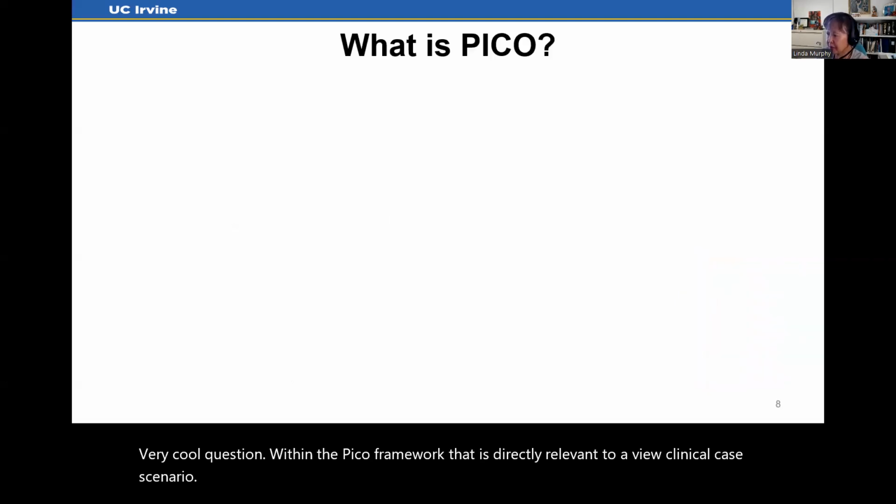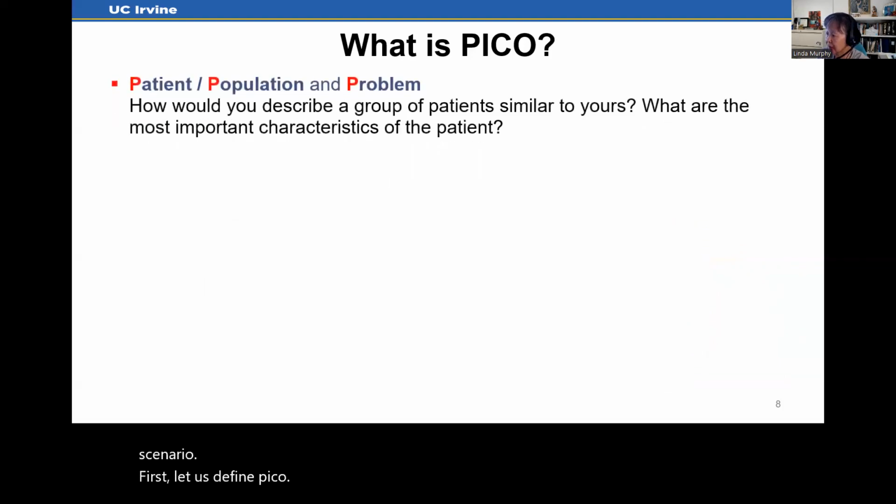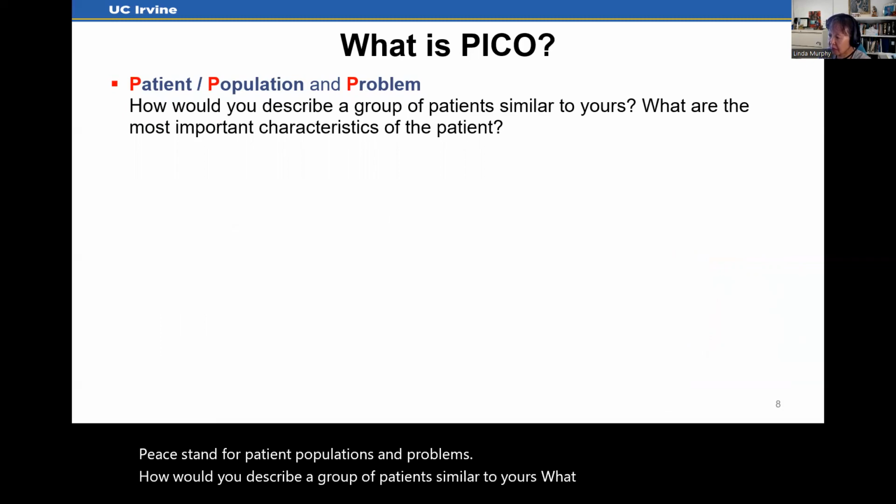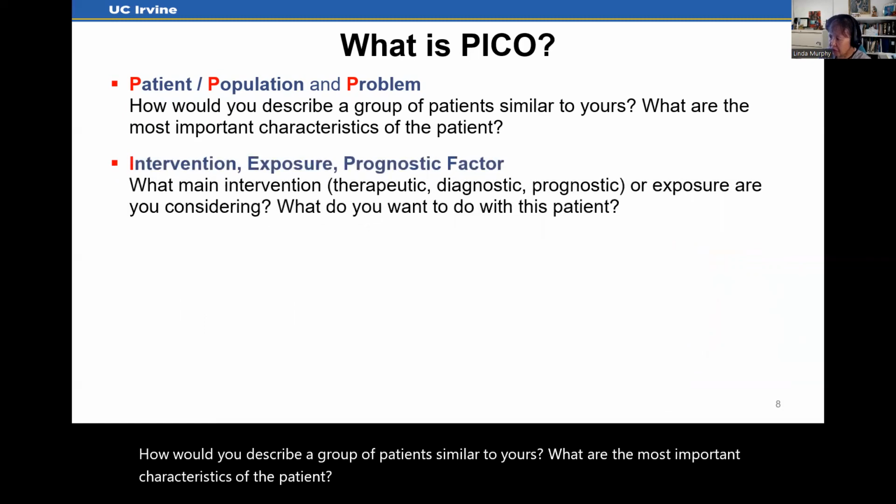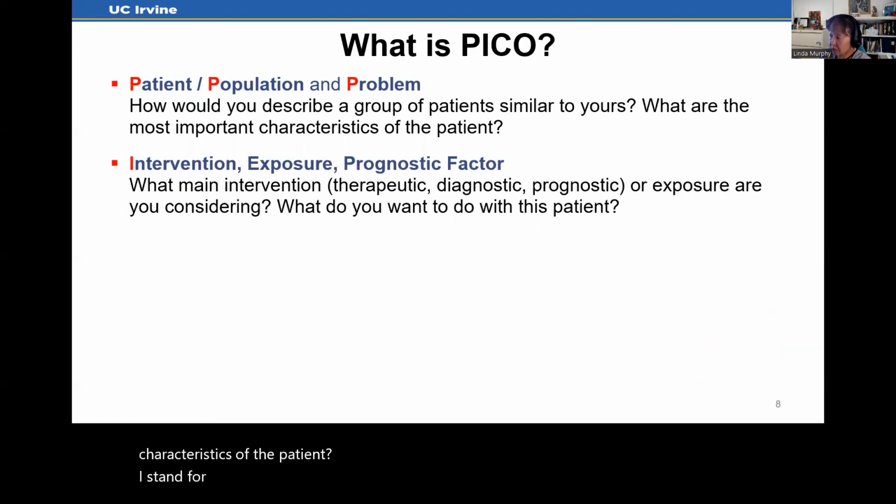Let us define PICO. P stands for patients, populations, and problems. How would you describe a group of patients similar to yours? What are the most important characteristics of the patients? I stands for intervention, exposure, prognostic factor. What main intervention, like therapeutic, diagnostic, prognostic, or exposure, are you considering? What do you want to do with this patient?